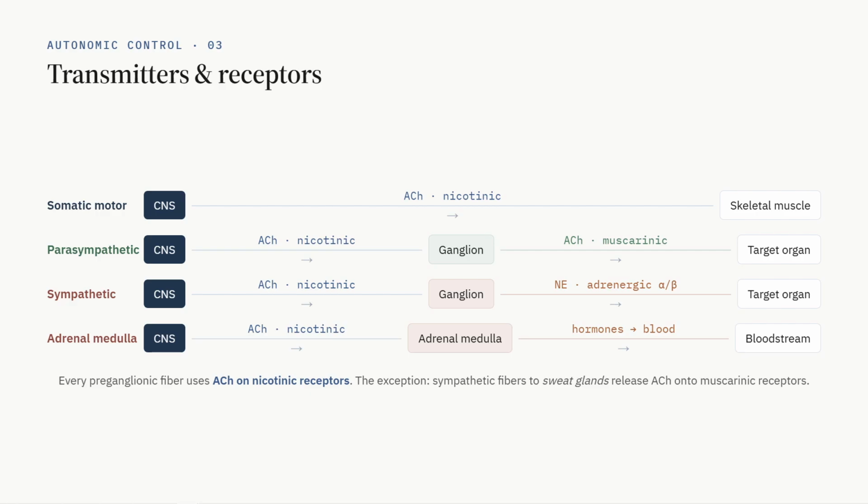The parasympathetic postganglionic neuron releases acetylcholine again, but onto muscarinic receptors this time. The sympathetic postganglionic neuron releases something different, norepinephrine, onto adrenergic receptors, the alpha and beta types. So acetylcholine and nicotinic everywhere at the ganglion. Then acetylcholine muscarinic for parasympathetic targets versus norepinephrine adrenergic for sympathetic targets. There's one classic exception worth remembering. Parasympathetic fibers going to sweat glands break the pattern and release acetylcholine onto muscarinic receptors instead.